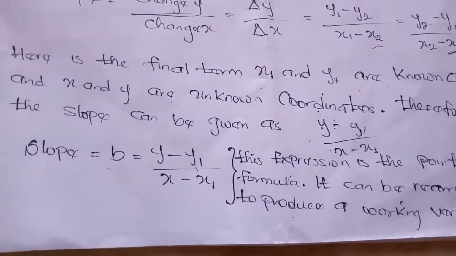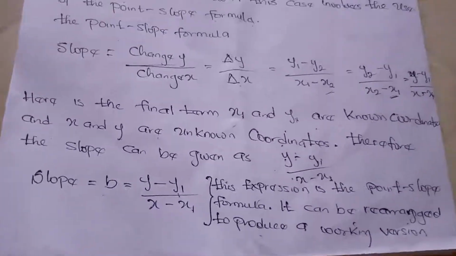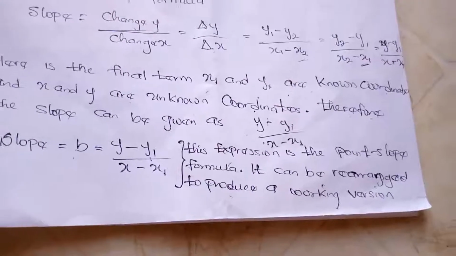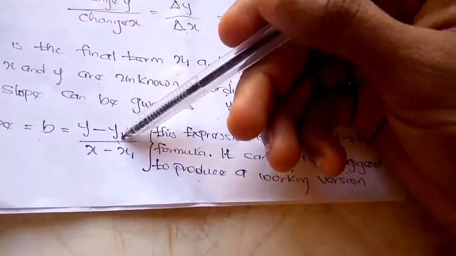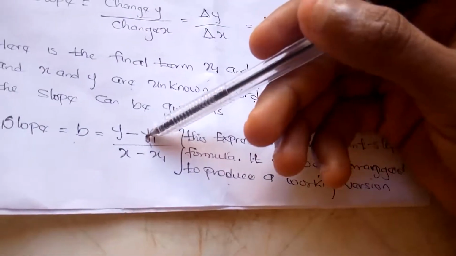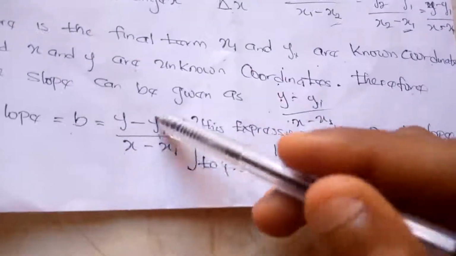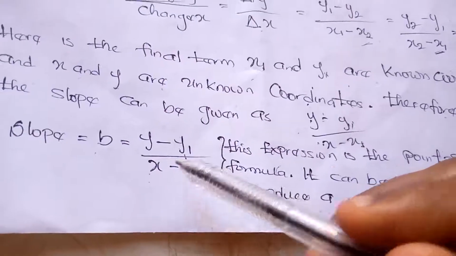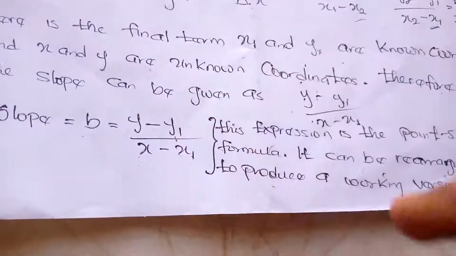So now when they give you only the slope and one coordinate, you're going to use this formula to solve it, because these two are unknown and these two are known. If I give you only x1 and y1, one coordinate, you use this formula here to solve it.